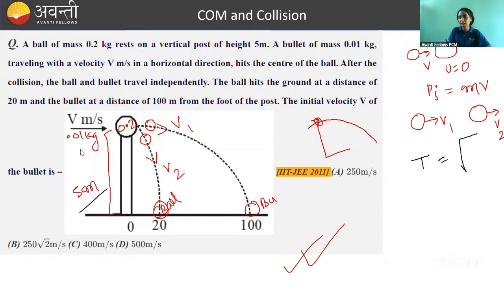Time of flight can be written as what? 2h by g. I'm not going to go into the derivation and everything. You should know here time of flight is this. So 2 into h, the value of h is 5. G is how much? G is 10. Okay. So this is 1 second.